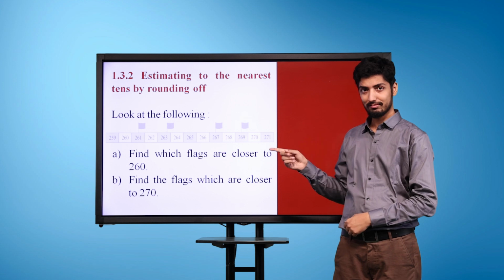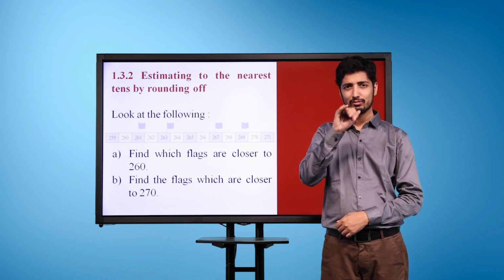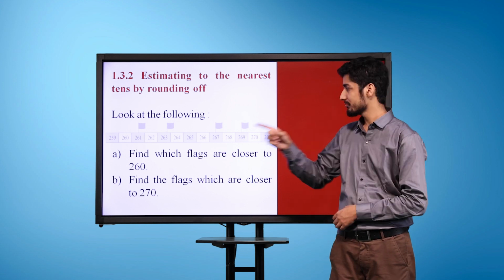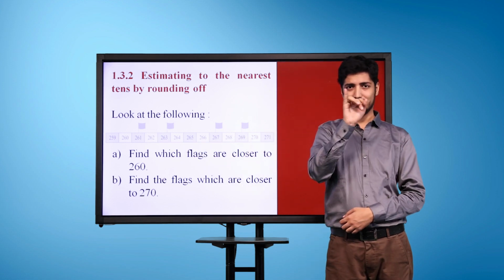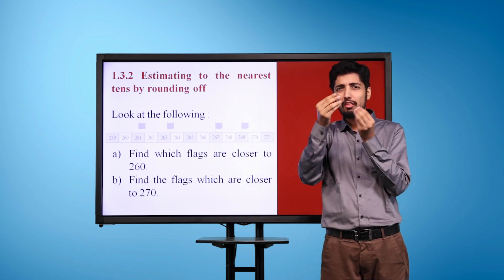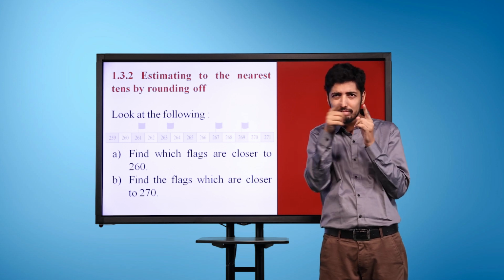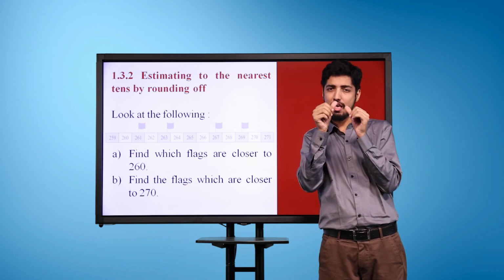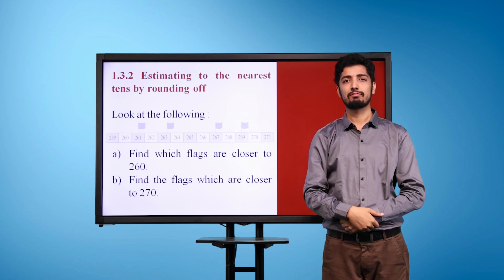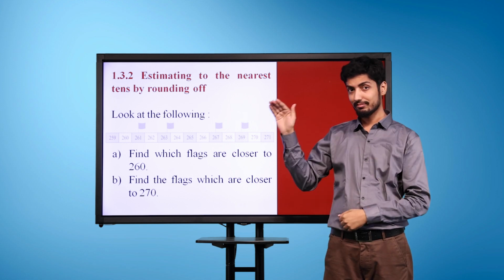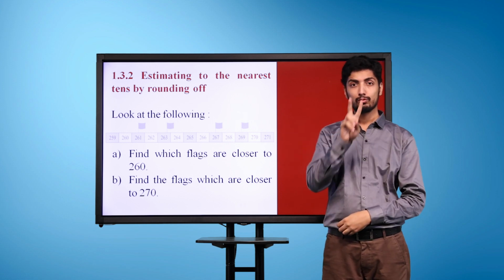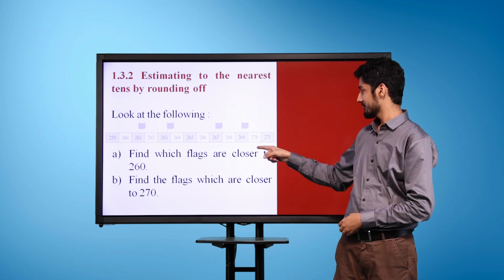A. Find which flags are closer to 260. B. Find the flags which are closer to 270.